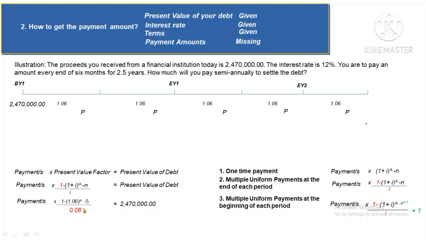So if we're going to summarize this, then we're going to have 4.21236378, and then we have 2,470. So in order to get the payments, you just have to divide the 2,470 by 4.21236378, and the payments is 586,369.